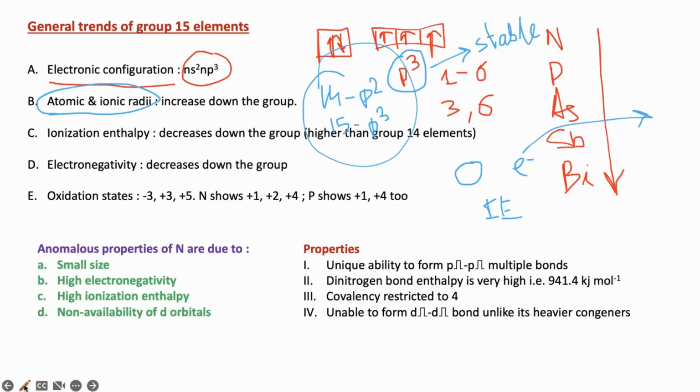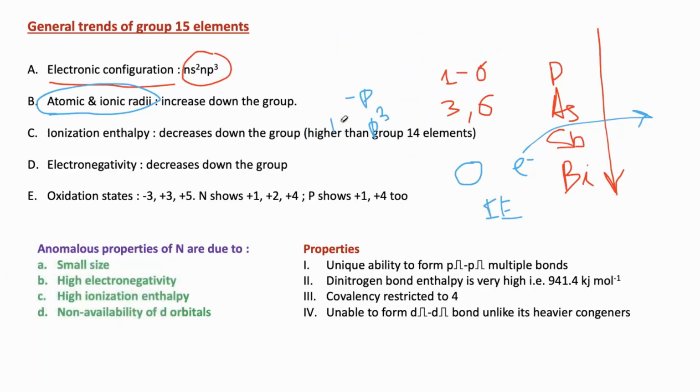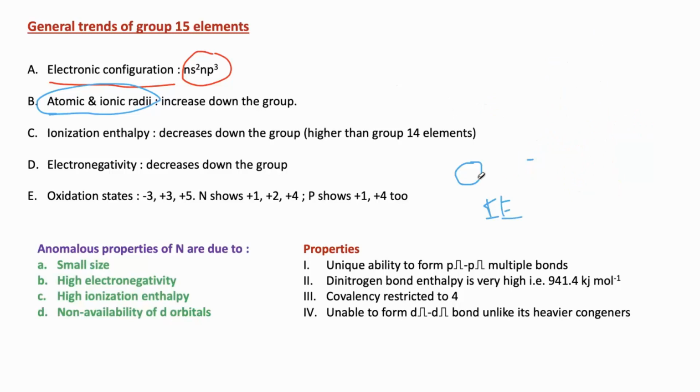Now, we shall go to the next section, that is the electronegativity part. As we have come to the p block elements of group 15, we now have to consider one more factor, that is the electronegativity. This electronegativity also decreases down the group.